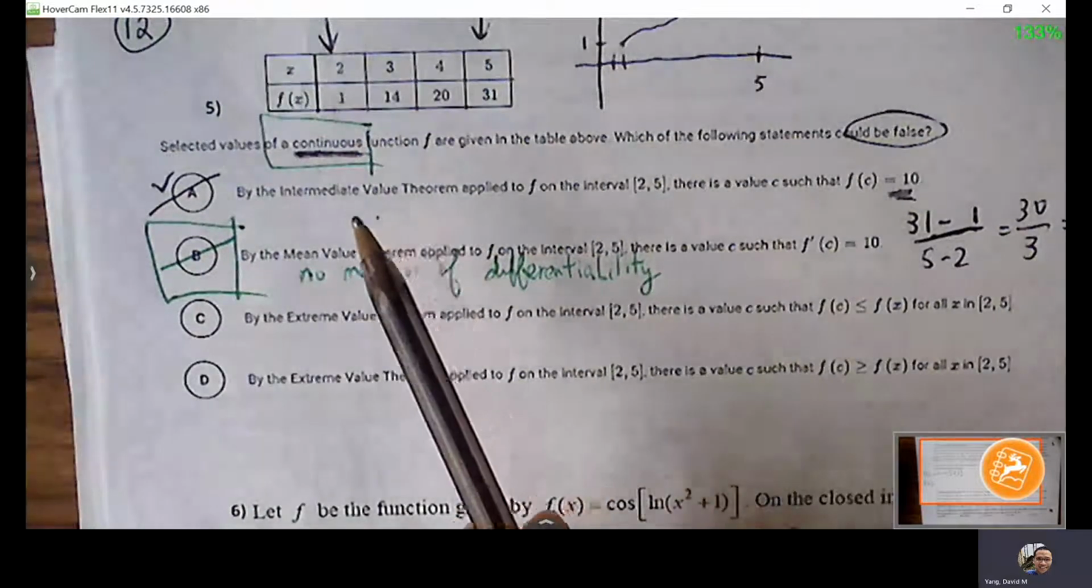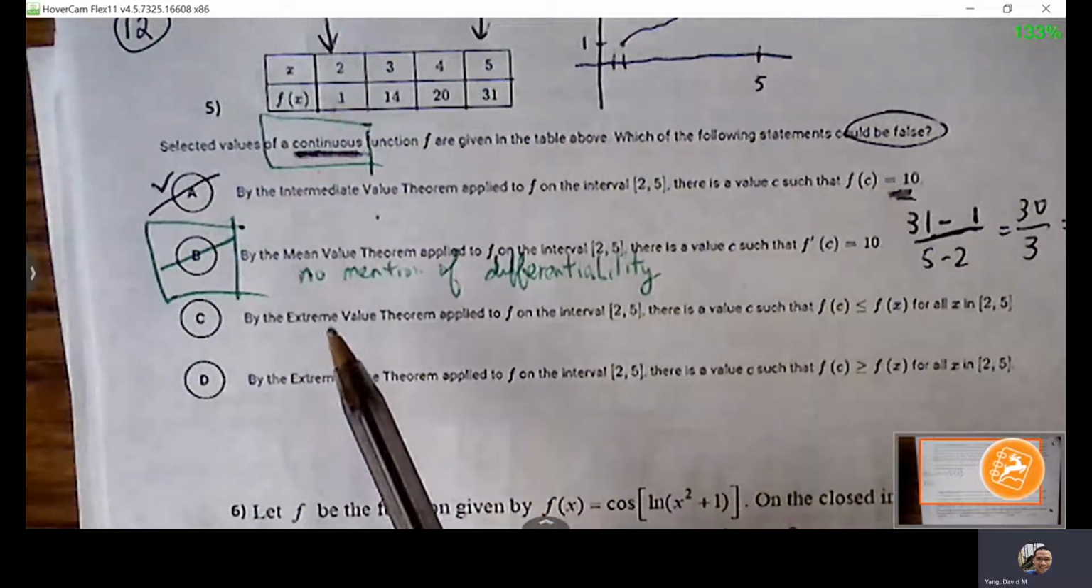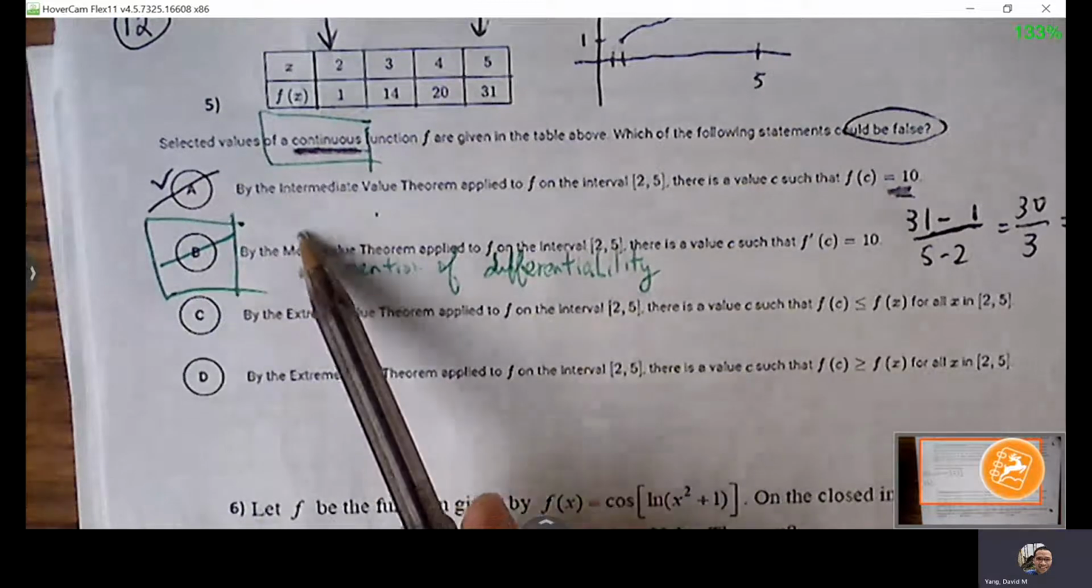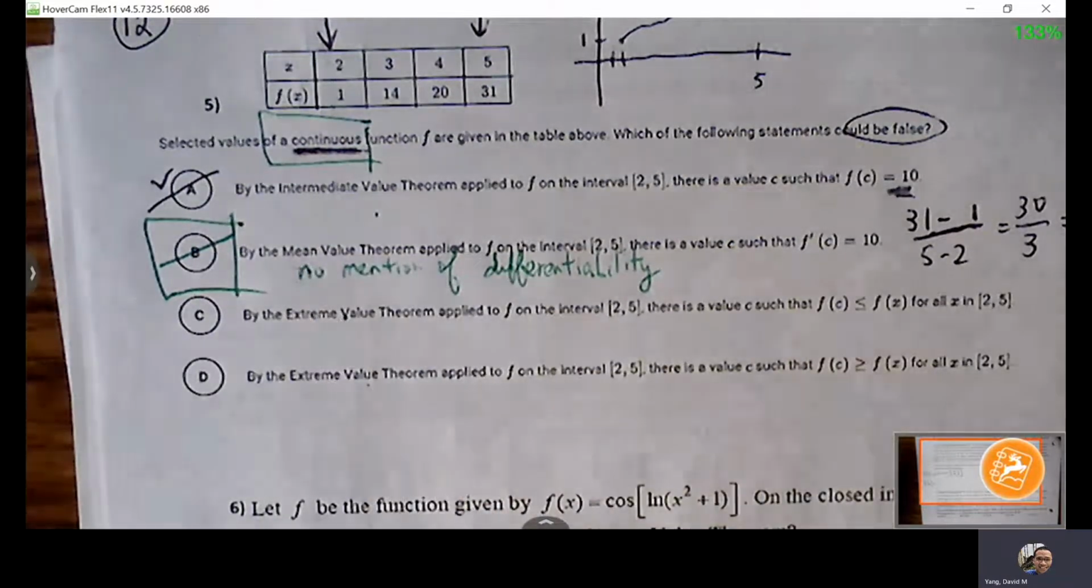So IVT only requires continuity. EVT only requires continuity. It's only mean value theorem and Rolle's that requires differentiability because it's slope related. So to guarantee a slope, we've got to ensure that every point has a slope that exists.